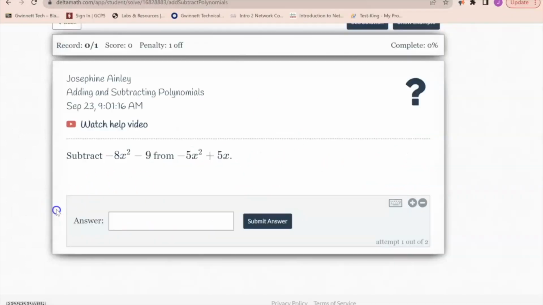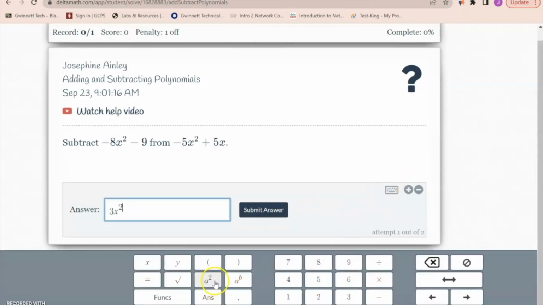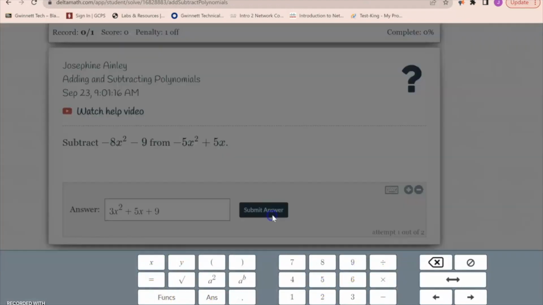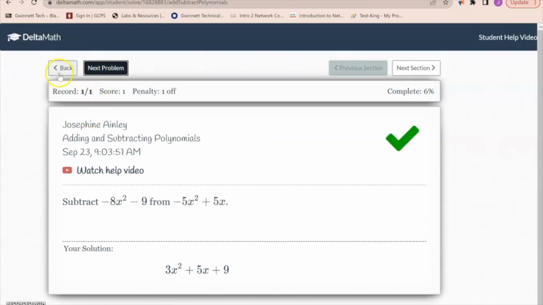So 3x squared plus 5x. So 3x. To get the squared, it's shift 6. Or you can press this keyboard right here and use the squared button right there. So 3x squared plus 5x plus 9. And you can use the keyboard here to type it in if you don't want to write it out. Okay. All right, so if you got that question wrong, again, or you don't understand my explanation, you can click right underneath the date, watch help video, and they'll do more than the one example that I just did. But I'm going to go on to the next problem.